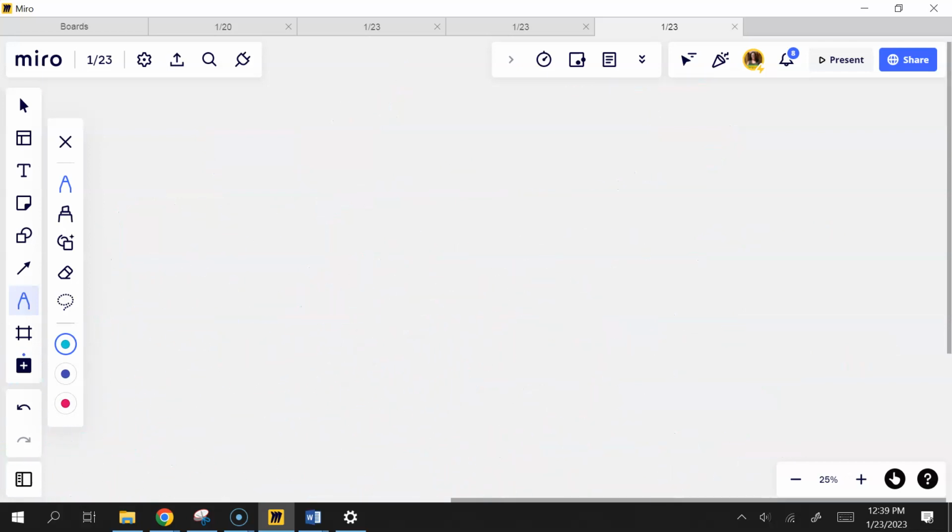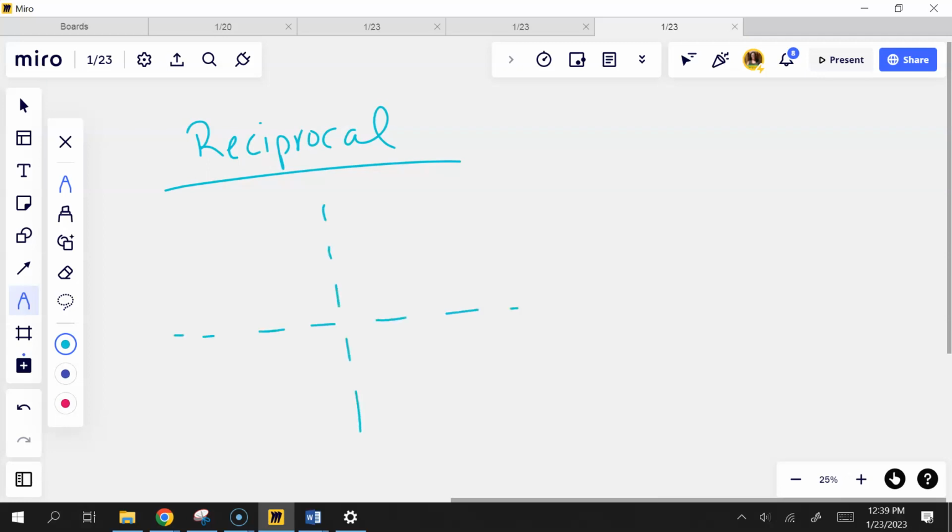Let's do reciprocal together. So reciprocal has two asymptotes like this. It's actually a rational function. Remember we talked about rational expressions and we added, subtracted, multiplied, and solved. It's the graph of a rational, and the parent graph is just 1 over x.